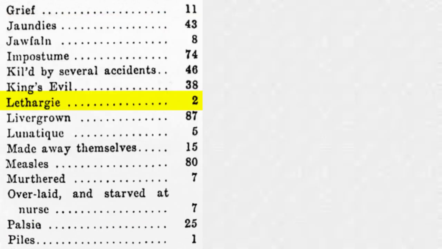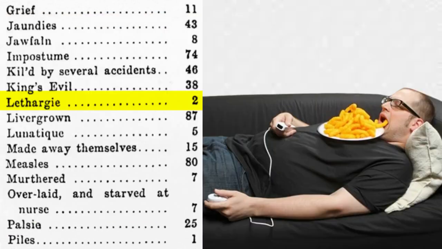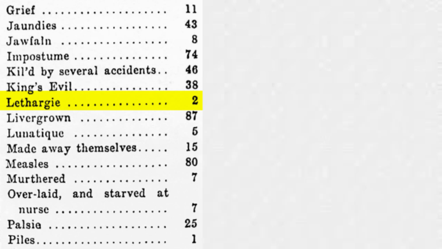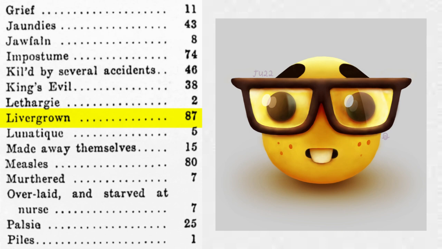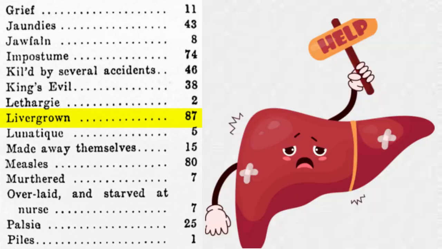2 died of lethargy, which could either be depression or chronic fatigue, or even something like narcolepsy, which to an untrained doctor could just appear as someone being extra lazy and lethargic. 87 died from liver grown. I'll be honest here, there was a lot of debate on what this name could mean, but likely something to do with a non-functioning or wounded liver.